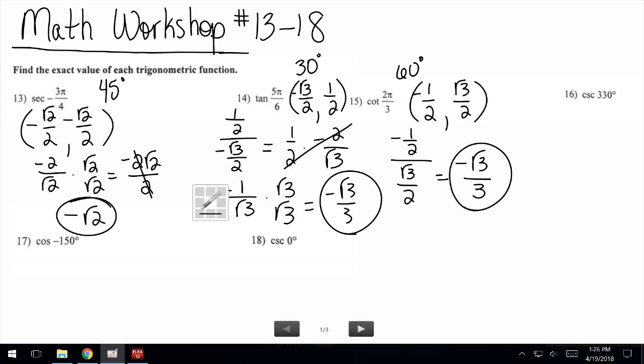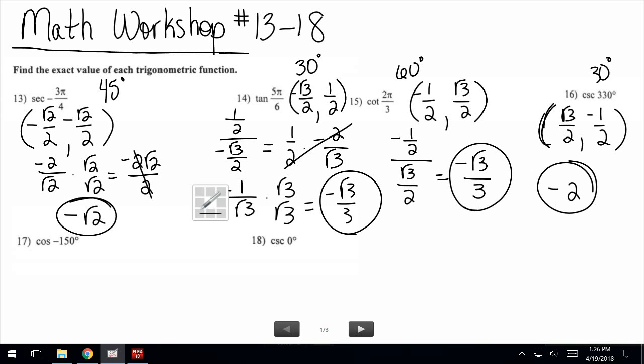All right, 16, 330. What's the reference angle? 30. What's the order pair? Square root of 3 over 2. Very good. Ooh, that was a good one. Big math, like it. And the y is negative because it's in the fourth quadrant. Cosecant is the opposite of sine, so it would be 2 over negative 1, which is just negative 2. Very good.